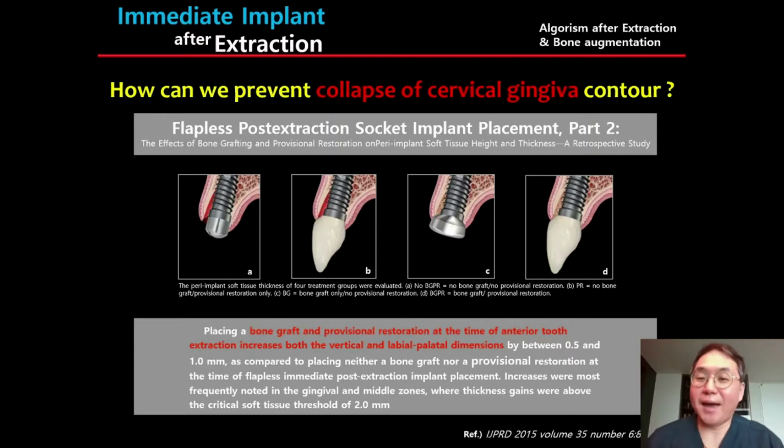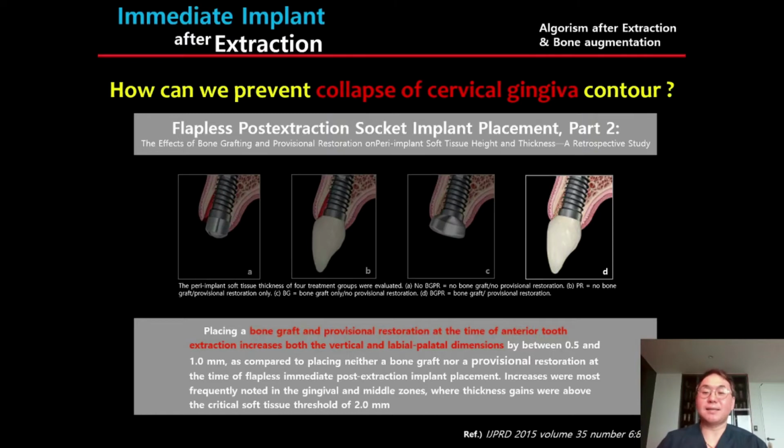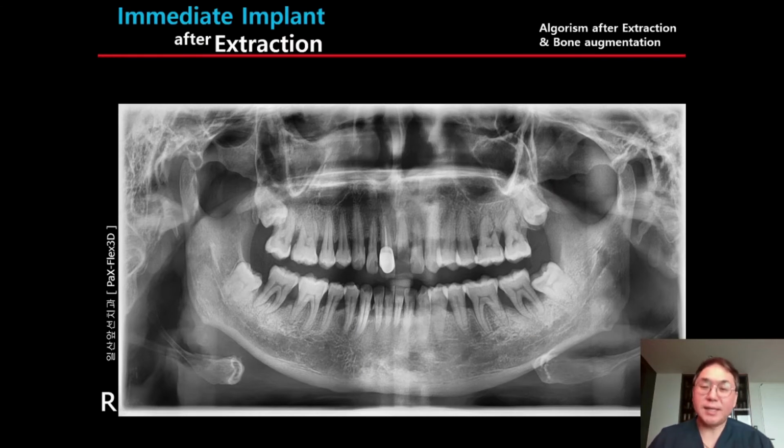As we expect, group D showed best aesthetic result. At the same time, best minor bone resorption and soft tissue collapse. So I think this is the best way to save the bone and to save the soft tissue. Let's see in this case.